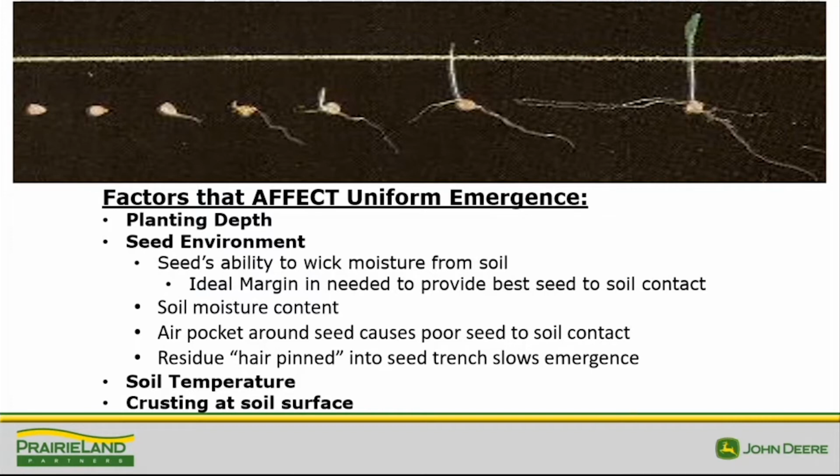Now, we need good seed to soil contact. In fact, if we don't have it, we may get an air pocket around that seed, which causes poor transference of that moisture. Or if we didn't get residue out of the way and hairpinned it with the double disc openers into the seed trench, that too slows emergence. Now, of course, soil temperature and crusting at the soil surface are factors we need to take into account. But as far as emergence and what we can adjust from the cab, those two have to be dealt with in other ways.